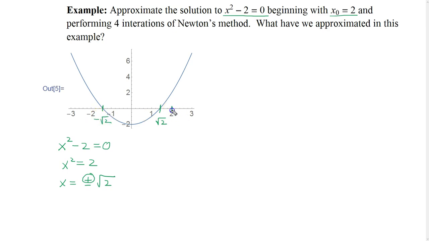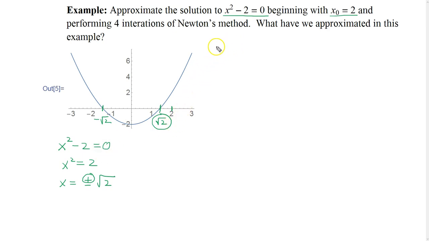Now by starting with an initial guess of 2 over here, Newton's method will converge to positive the square root of 2. If we started with negative 2 as our initial guess, we would converge to negative the square root of 2. So let's start Newton's method now.